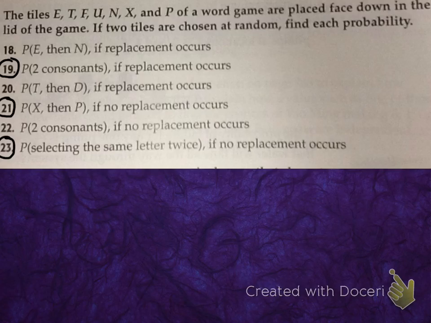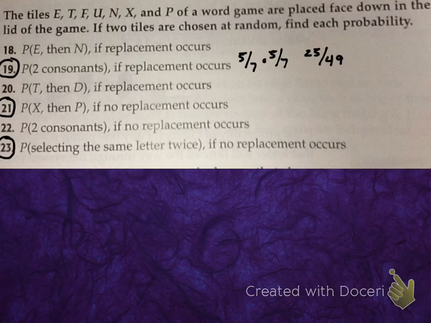If replacement occurs, well, how many tiles are there up there? 7? How many are consonants? 5. So we got 5/7 times 5/7. That's 25 over 49, which does not simplify. You could come up with a decimal if you wanted to, which would be right around 50%.